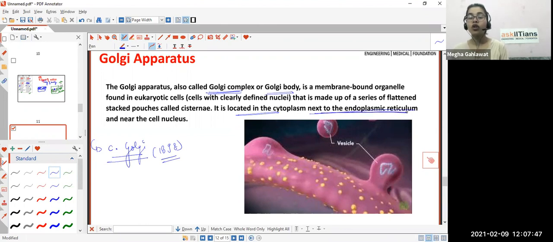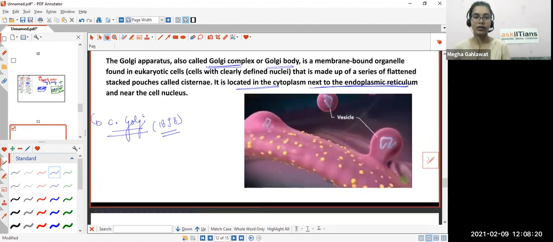That being said, it is located in the cytoplasm, next to the endoplasmic reticulum. Why? Because all of the stuff from the endoplasmic reticulum needs to go directly to the Golgi apparatus first, and then the Golgi apparatus will dispatch the proteins towards all the cell organelles in the cell. So let's say the endoplasmic reticulum is a factory, and that factory will give all of its product to the Golgi apparatus, which is the distributor or the postman. And then that postman will distribute all the proteins according to the requirement and the destinations, the destinations being the target organelles.